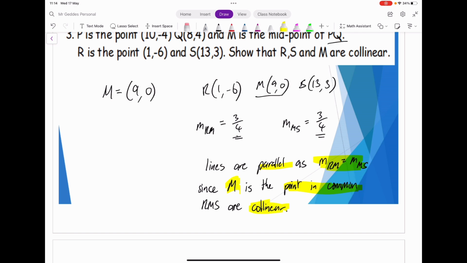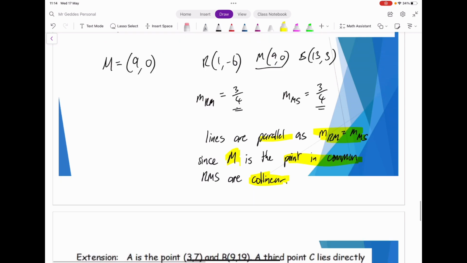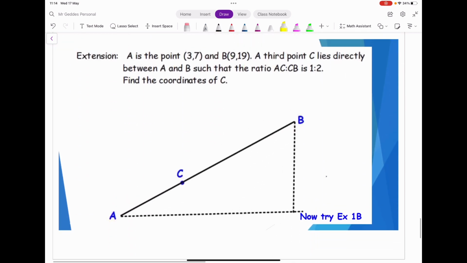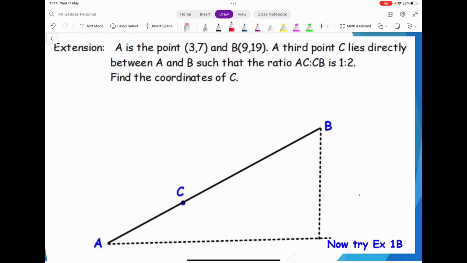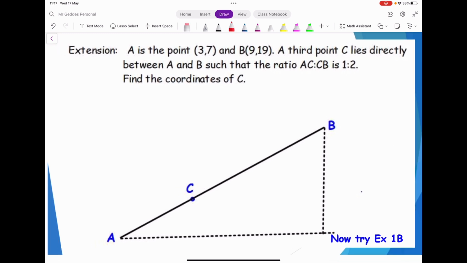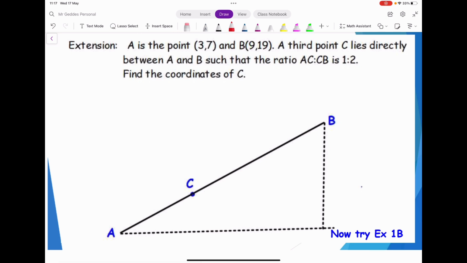So a bit of practice on that. Okay, here's an extension question. Okay, so last question in these notes, we're going to use the count on method for this. We're going to find the distance horizontally and the distance vertically, and then we'll use the ratio 1 to 2 to get the point C. So over here on the right hand side, we'll do 19 take away 7 to get a distance of 12 vertically. Horizontally, 9 take away 3 is 6.